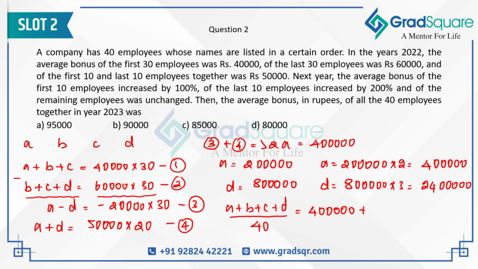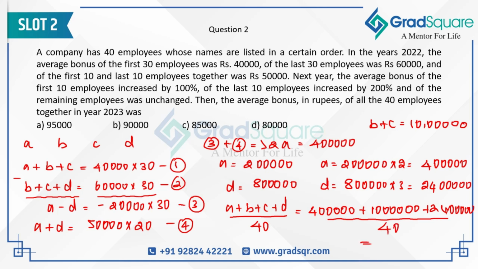I'll take A and substitute it in the first equation. So that is going to give me B plus C to be 10 lakh. So substituting 10 lakh here, plus 24 lakh, and dividing the sum by 40, the average bonus is going to be 95,000. So option A is the answer for this question.